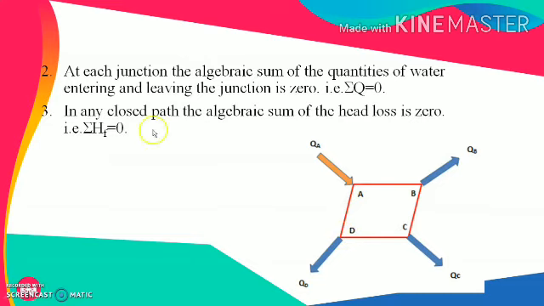While for the third, in any closed path the algebraic sum of head loss is 0. For that, we will consider this particular closed loop ABCD. There will be a head loss from A to B, from B to C, from C to D, and from D to A. And as the flow through the pipes will be from A to D, from A to B, from B to C, and from D to C, the head loss from A to B will have a positive sign. Head loss from B to C even will have a positive sign.